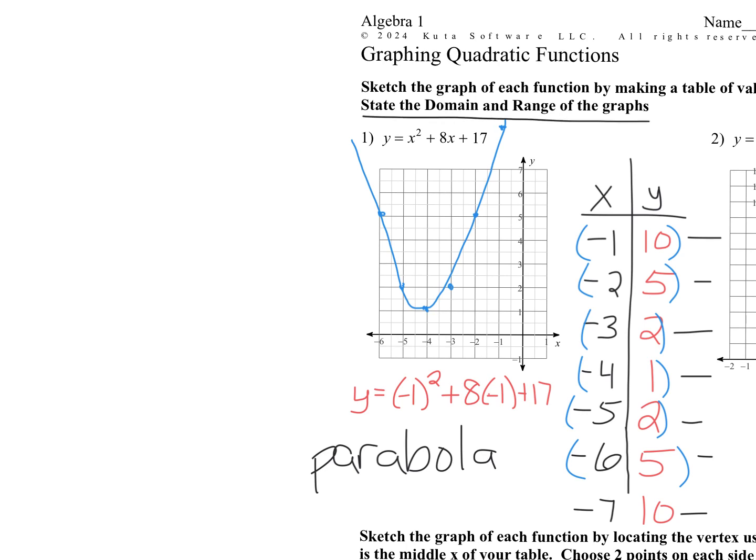Domain and range. What does domain mean? What values does it have to deal with? X or Y? X. Domain is with our X values. So we want to know our lowest possible X value and our highest possible X value. If we're looking at X's, remember X's go left to right, correct? What is my least possible X value?